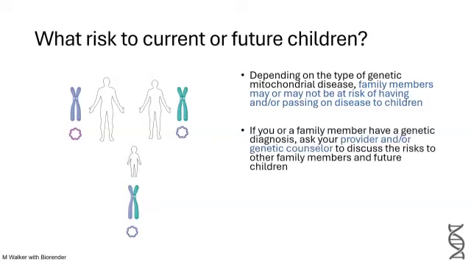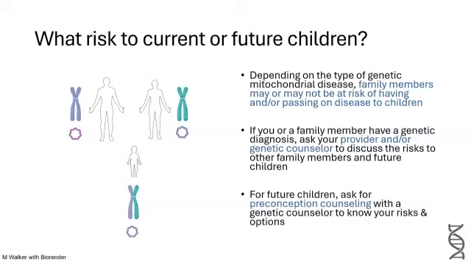And if you or a family member have a genetic diagnosis, the best thing you can do is ask your provider or your genetic counselor to discuss the risks that are posed to other family members or future children based on your diagnosis. And in fact, I strongly encourage anyone with a known family history of a genetic condition of any kind to get preconception counseling before they're thinking of having children, and know what the risks are for passing it on, and know what might or might not be available to decrease that risk.